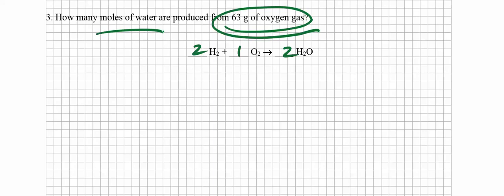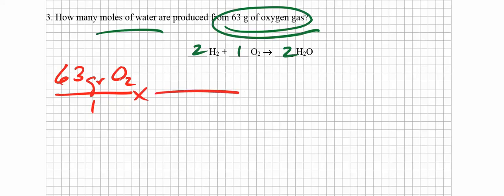So I'm going to circle what I've been given, 63 grams of oxygen, and underline what I'm looking for. I'm looking for moles of water. And now what I'm going to do is start with what I've circled. So we've got 63 grams of oxygen gas. Remember, I'm going to put that over 1 just like that. Then whatever unit's in the upper left goes in the lower right. Grams of oxygen gas.